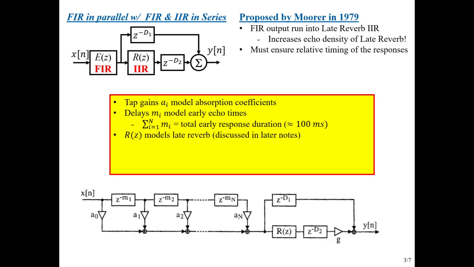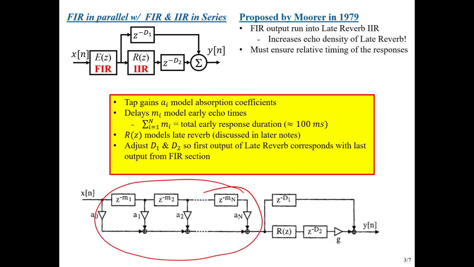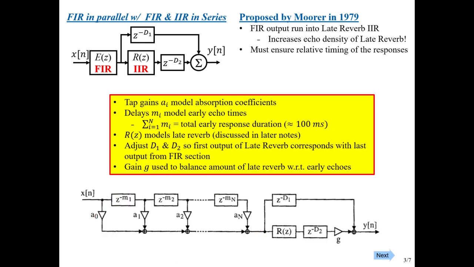Again, the R of Z, just like before, models the late reverb, except now it has the assist from all the spikes coming out of that. And like I said, we just adjust those other delays to make everything start and stop at the right places. And then there's this G here, and that allows us to set the level of the late reverb with respect to the early reverb. And so that might be a nice user parameter to allow.